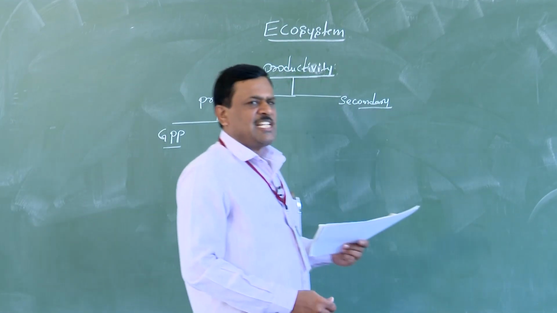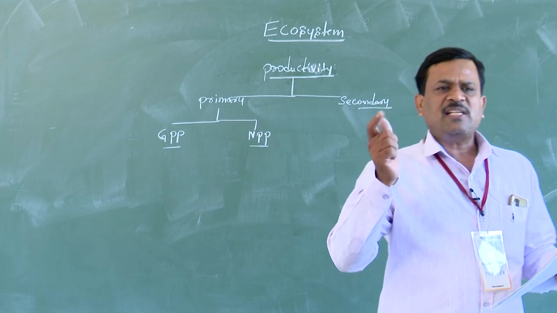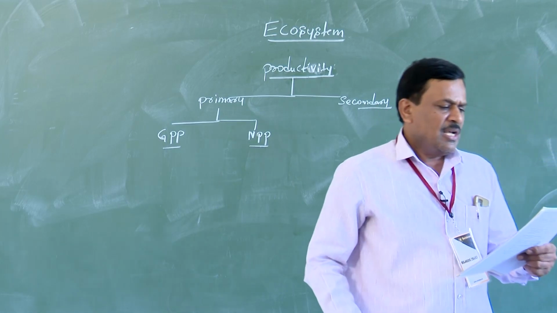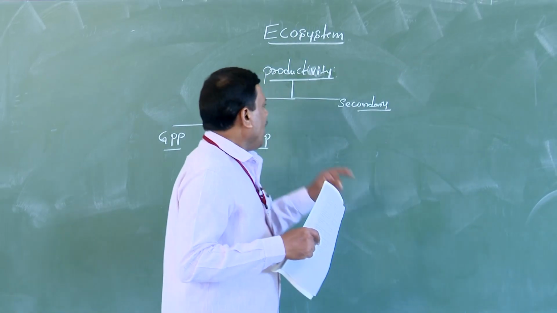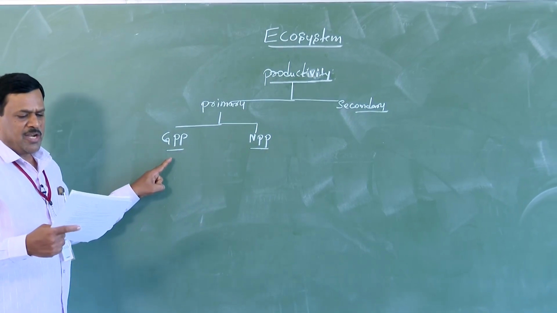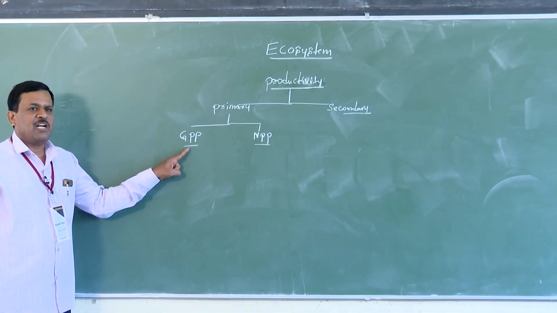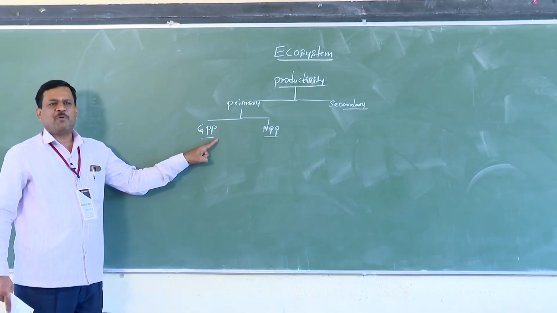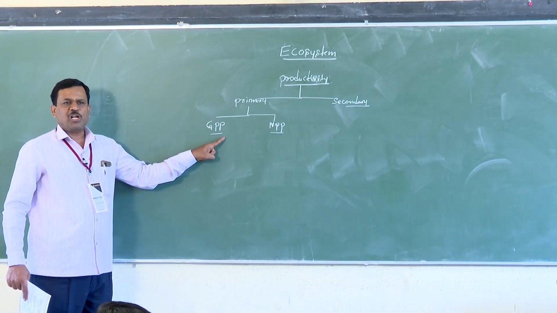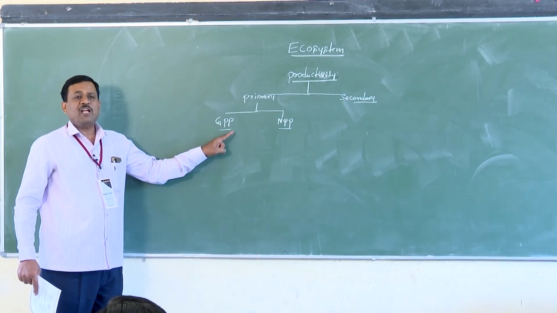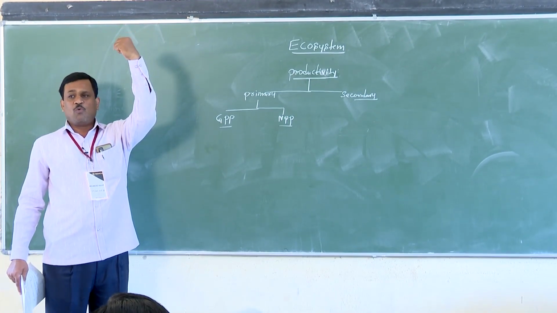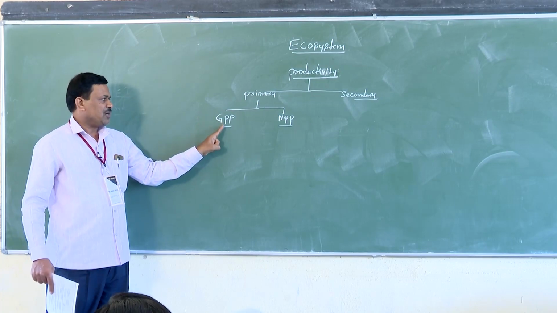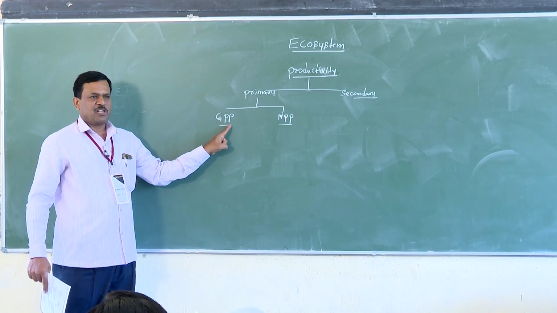Sir, what is the difference between gross and net primary productivity? Very important: the rate of production of organic matter during photosynthesis is called gross primary productivity. Plants prepare their own food by photosynthesis, and that is called gross primary productivity.